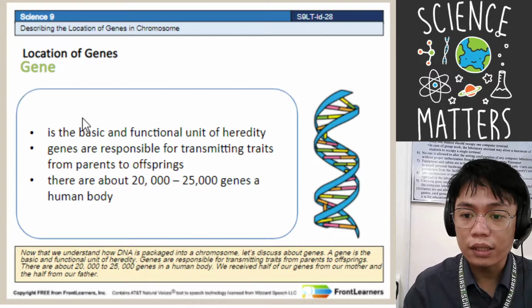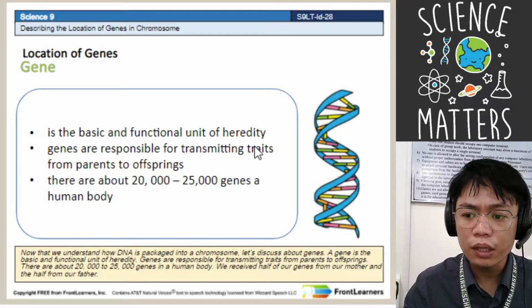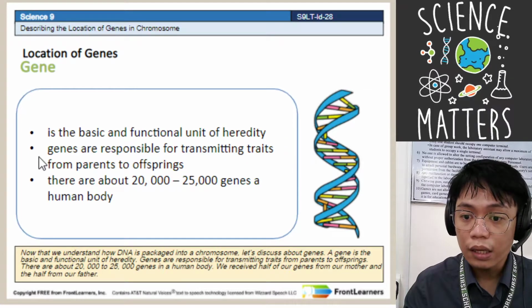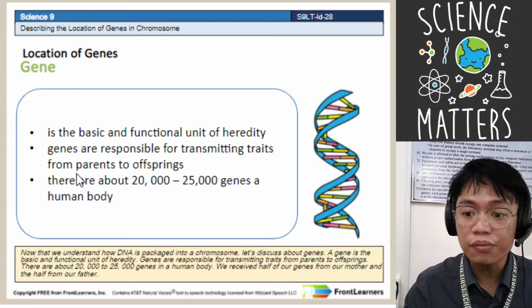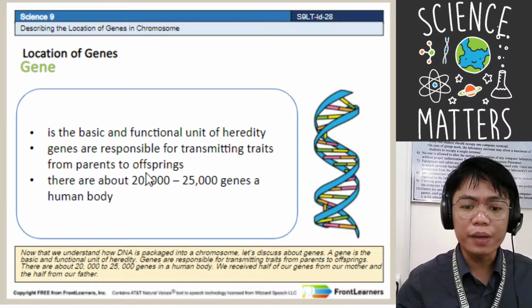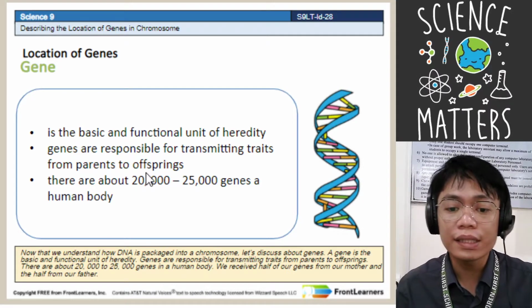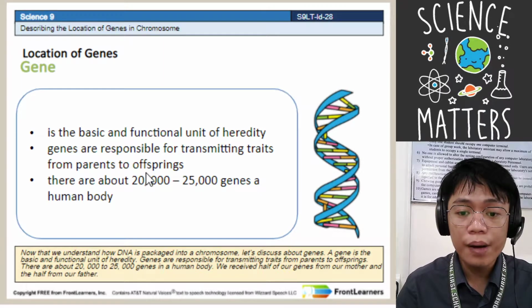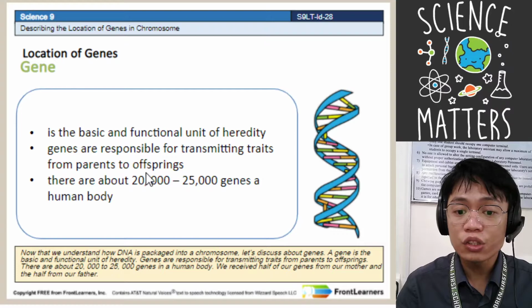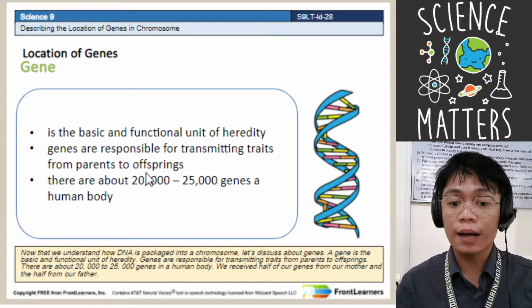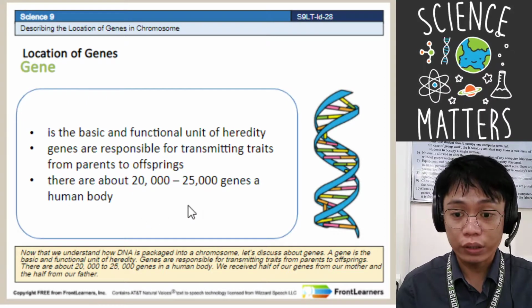Now, let's talk about genes. Basically, a gene is the basic functional unit of heredity. Bakit functional unit? Because it contains all the information, okay? Genes are responsible for transmitting traits from the parents to offspring. So, lahat ng information, lahat ng physical characteristics ng isang tao ay meron sa tinatawag na genes. Kung halimbawa pango ka, doon sa gene mo is merong strand doon or information doon na pango yung lolo mo or yung inyong ancestors. Okay?